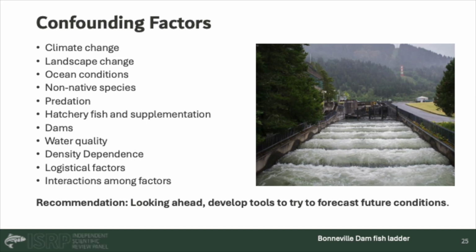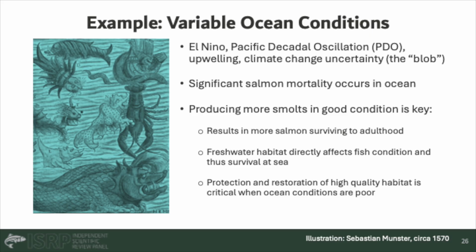There's a section in the document on confounding factors, and I won't go into it in great detail. It includes climate change, landscape change, ocean conditions, non-native species, predation, hatchery fish, supplementation, dams, density dependence, water quality, logistical factors, and then, of course, you have interactions between many of these factors. One of the recommendations is looking ahead to develop tools to try to forecast future conditions. Here's an example of one of the things we identified as a confounding factor, which everybody's aware of, which is variable ocean conditions.